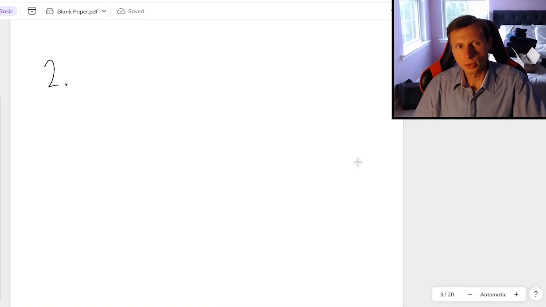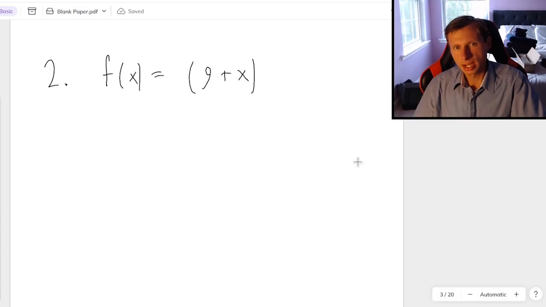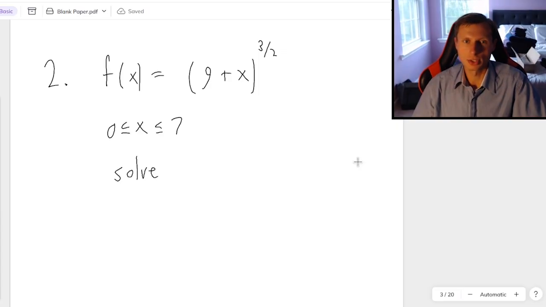Okay, so now we're just going to do one more example to wrap it up for today. This time the function is f of x equals 9 plus x to the 3/2 power. This is going to be on the interval of 0 less than or equal to x less than or equal to 7. And you can set up this integral, but I am going to ask you to actually solve it. I want you to solve the integral to find the exact arc length.